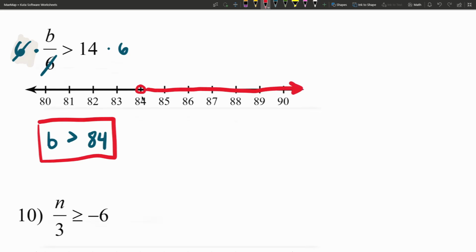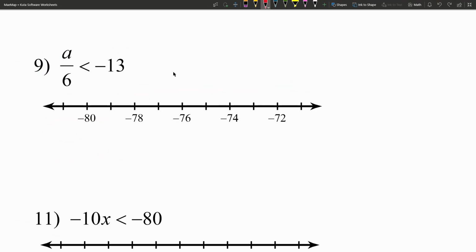that circle in. For number 9, we have a divided by 6 is less than negative 13. So we're going to start by multiplying both sides by 6. 6 divided by 6 is 1, times a will be a. That was a positive 6 that I multiplied by, so my inequality stays the same way.